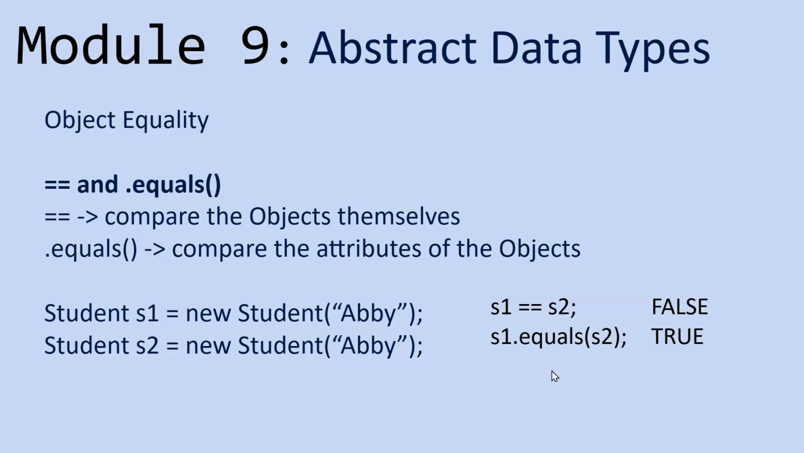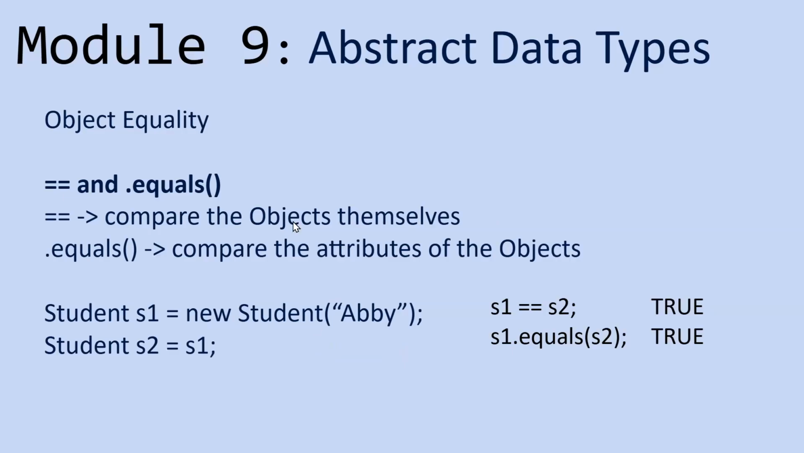Meanwhile, if we do s1 dot equals s2, assuming the only criterion in the equals method is their names, we know they both have the same name, and so they're considered the same object by the dot equals method. And whenever you're making your own abstract data types, you can define the equals method for your class. You just have to make sure it follows the exact method signature of the equals method. We didn't provide one here, so we're just going to assume that this equals method only depends on the name, and since they have the same name, s1 dot equals s2 will be true.